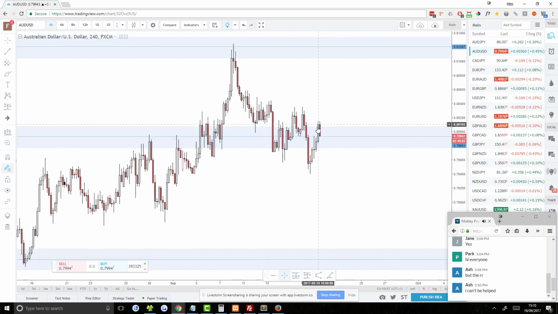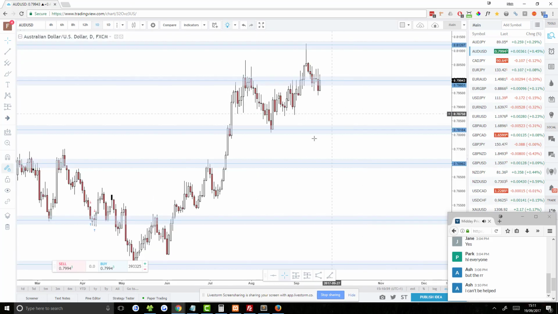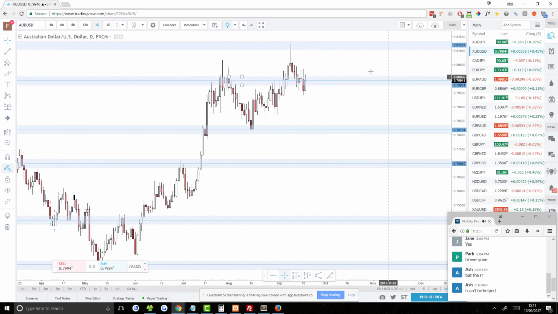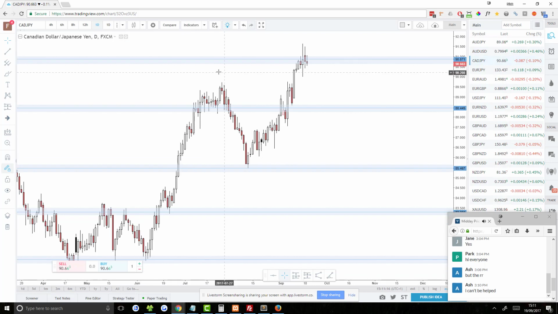Could be a continuation, but I just don't like the setup. It's way too messy. It's pretty high in the resistance area. Sorry, I meant low in the support area, not high in the resistance area. Low in the support area. It's a bit too messy. I'm not really that interested in it. All right, CADJPY.